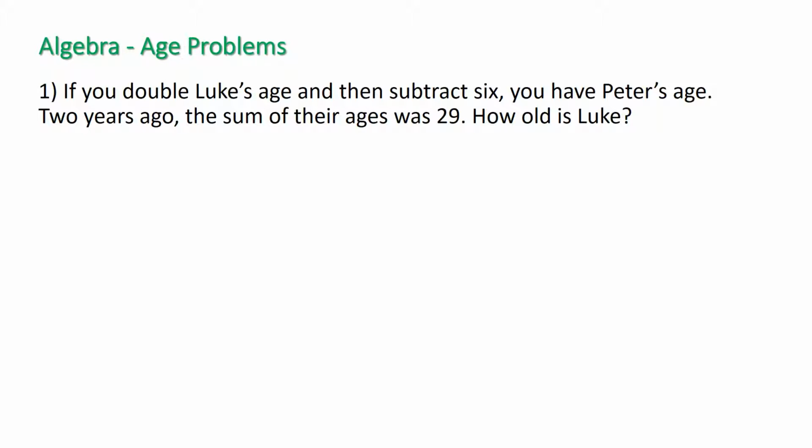In this series of videos, I'm going to take a look at some algebra problems that involve age. So in the first video, I'm going to look at this problem. If you double Luke's age and then subtract 6, you have Peter's age. 2 years ago, the sum of their ages was 29. How old is Luke?